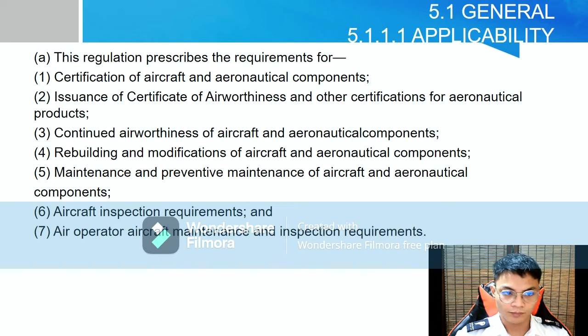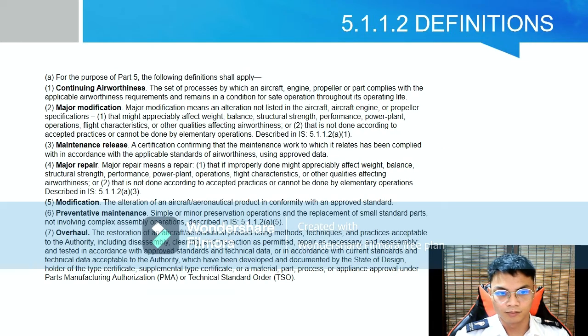So for some definitions, for the purpose of Part 5, the following definitions shall apply. The first one will be continuing airworthiness. So this means that set of processes by which an aircraft, engine, propeller, or part complies with the applicable airworthiness requirements and remains in a condition for safe operation throughout its operating life. And for the second definition, major modification. So we'll just pass by with some of these definitions since most of them are actually self-explanatory.